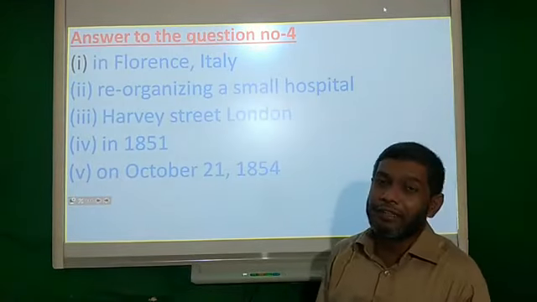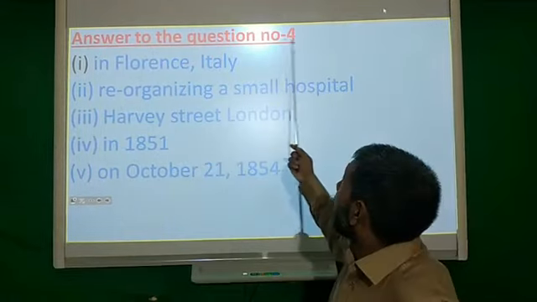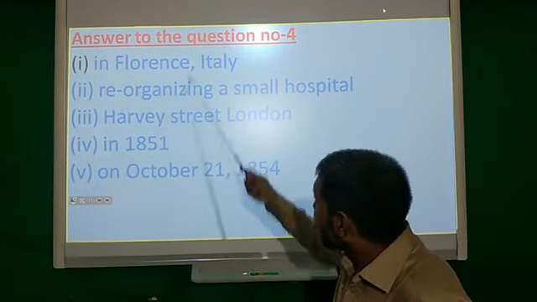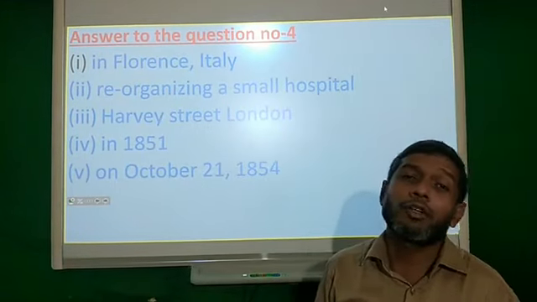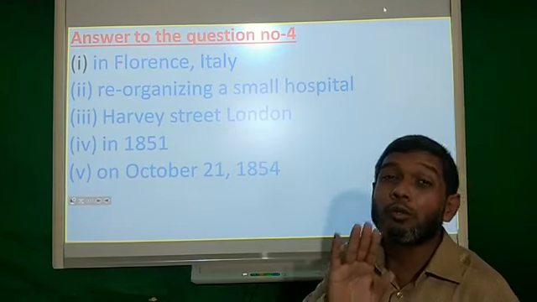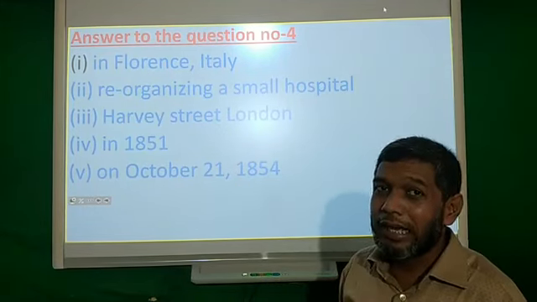Just you will write like this. You will write the answer to question number 4, and you will just write 1, 2, 3, 4, and write down the information here, and your answer will be right. You will get full marks, no problem. So you have no need to write down the box in your answer scripts.